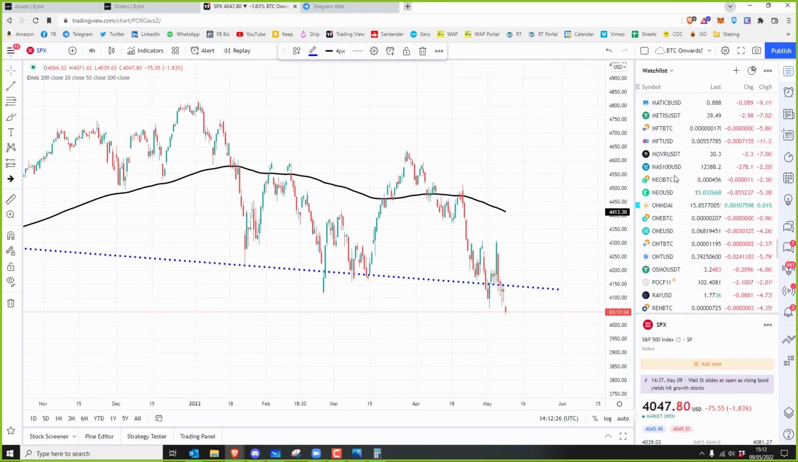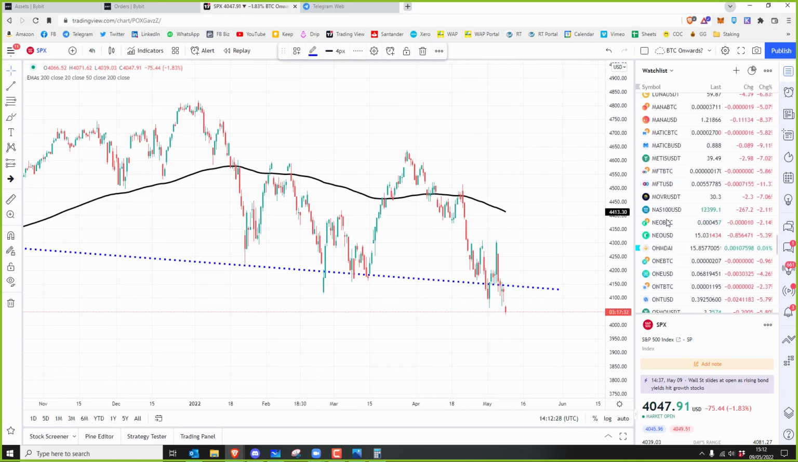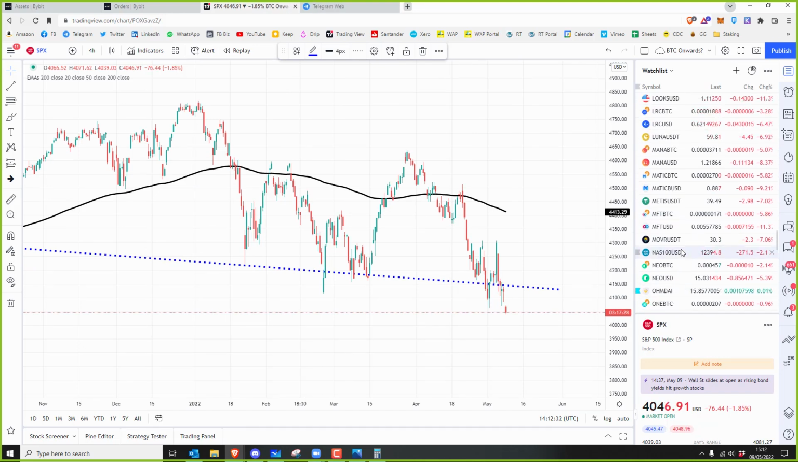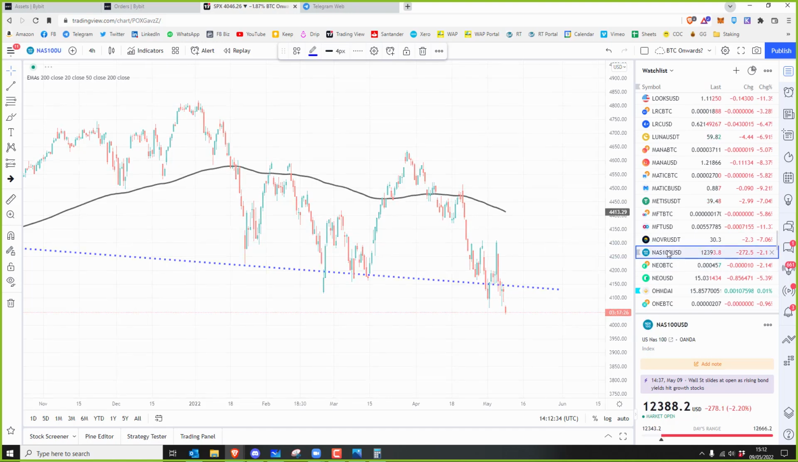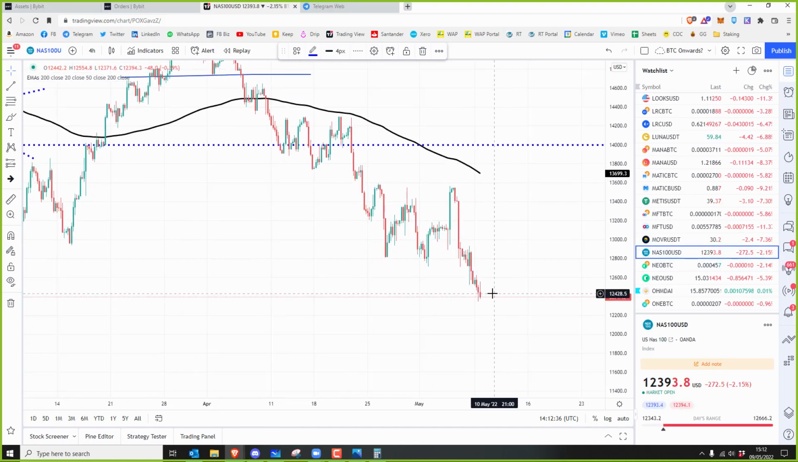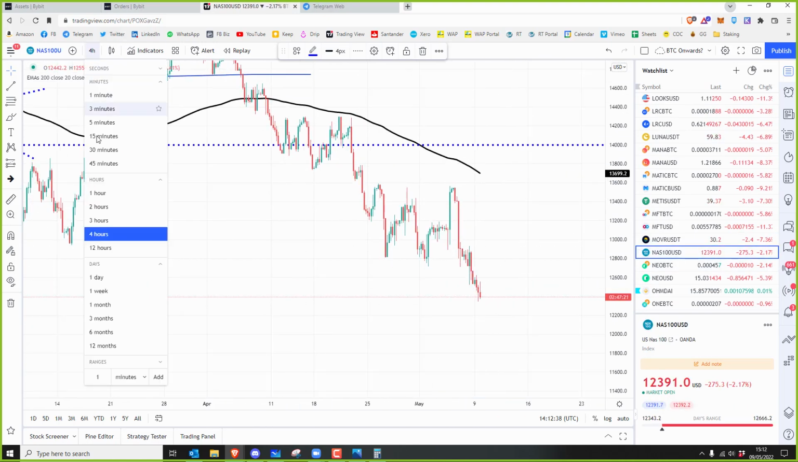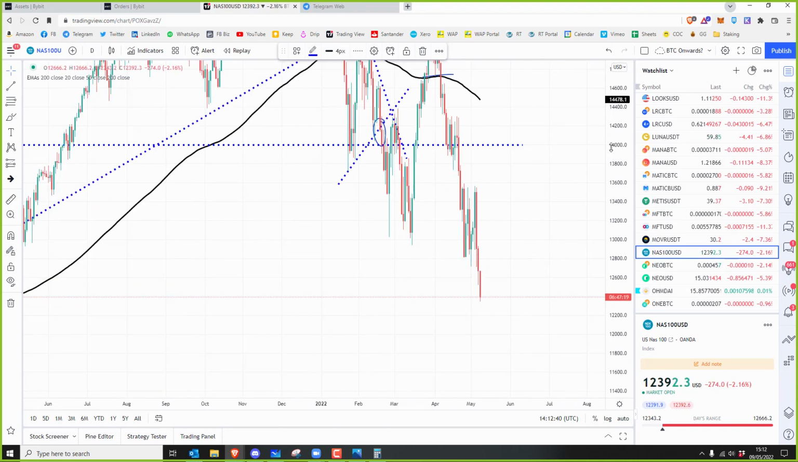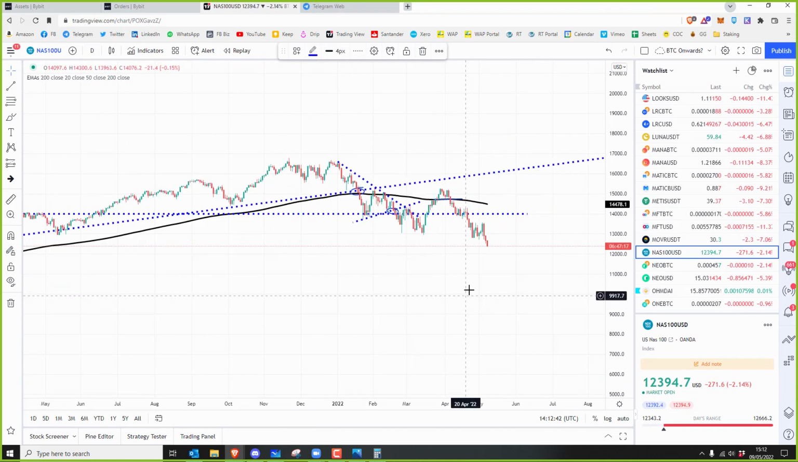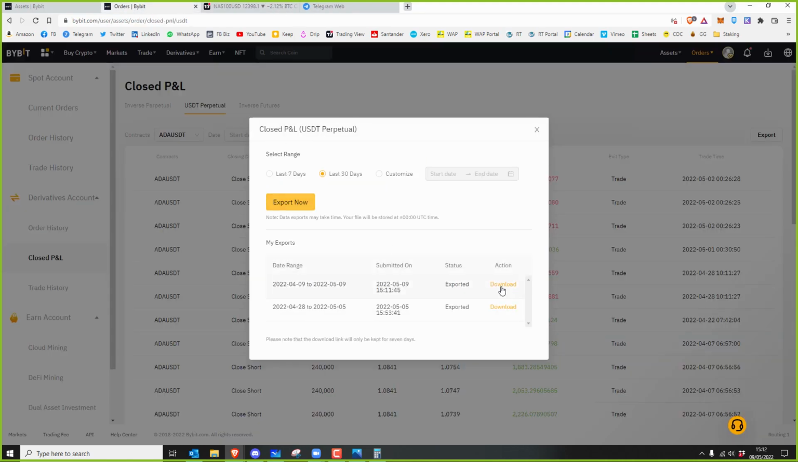What about the Nasdaq? What's the Nas doing? Nas. Come on, where's N? Am I being blind here? Oh, yeah, my mouse is right over it. Nasdaq, high test. Looking pretty grim.